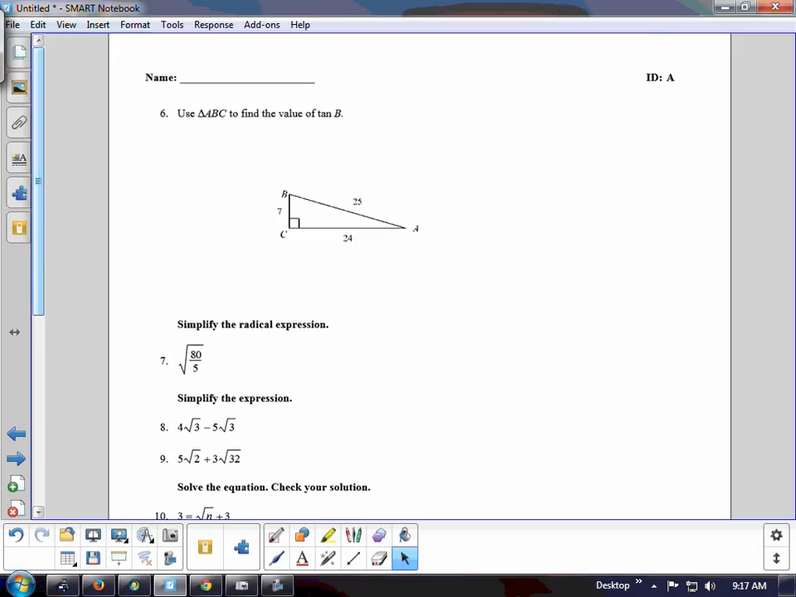Find the tangent of B. We have tangent of B. You're looking from B's perspective. So across from B is the opposite, and the 7 is the adjacent. You're looking for the tangent. You're looking for TOA.